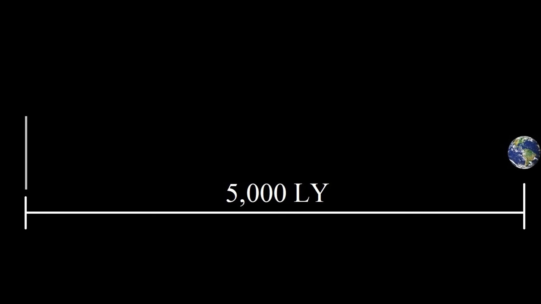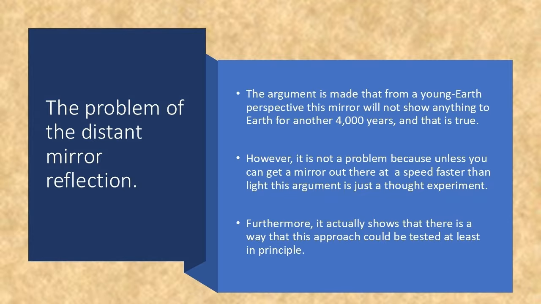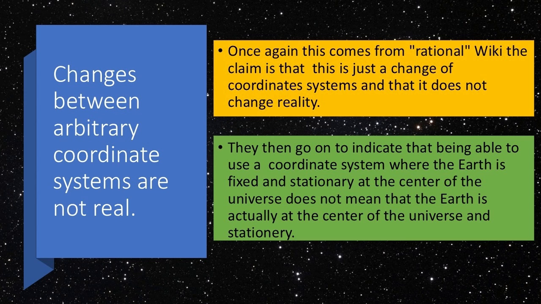The setup of their argument places a mirror 5,000 light-years from Earth to reflect an image of the Earth back towards it. The argument is made that from a young Earth perspective, this mirror will not show anything to Earth for another 4,000 years. And that is true. However, it is not a problem, because unless you can get a mirror out there at a speed faster than light, this argument is just a thought experiment. Furthermore, it actually shows that there's a way that this approach could be tested, at least in principle. Once again, this comes from RationalWiki.